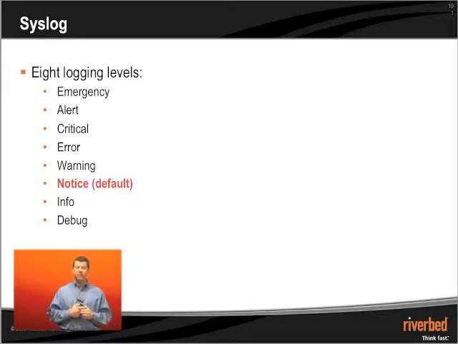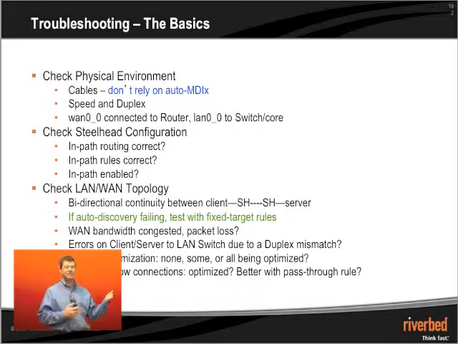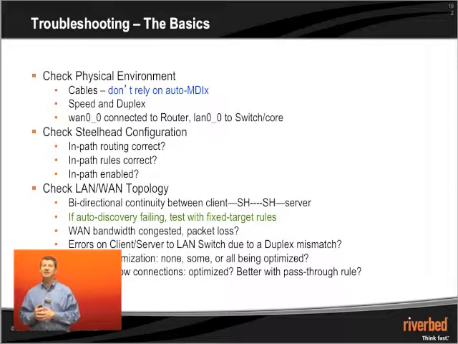So basic stuff that we already covered. Make sure that the cables are correct, you get speed and duplex correct, and that WAN 00 is connected to the router, LAN 00 is connected to the client. We want to make sure that configurations are correct, and we want to define that the LAN and WAN topology is as was expected.